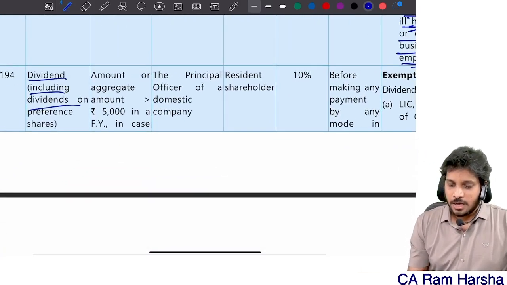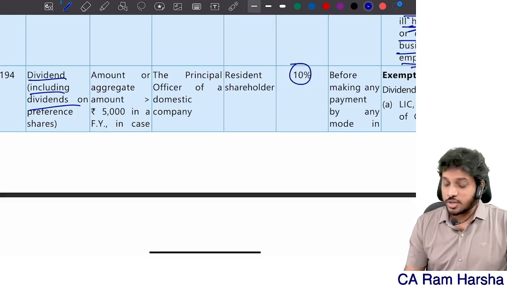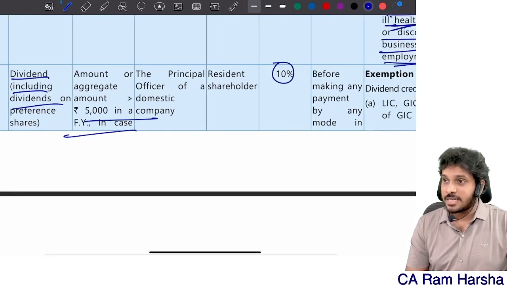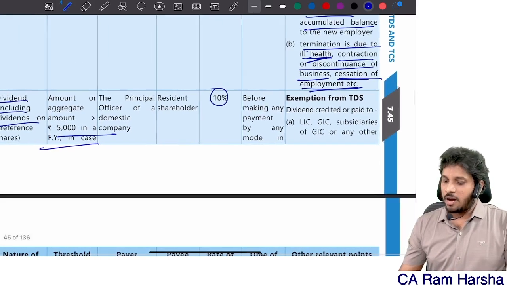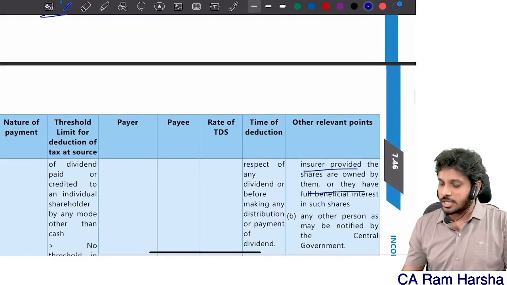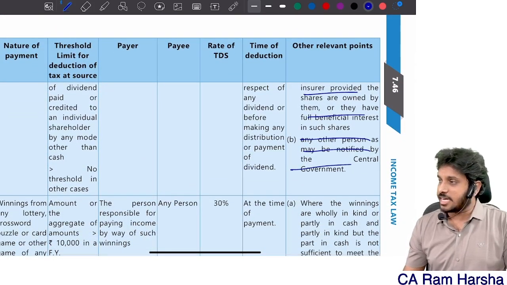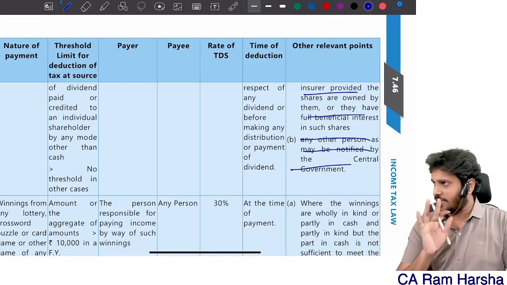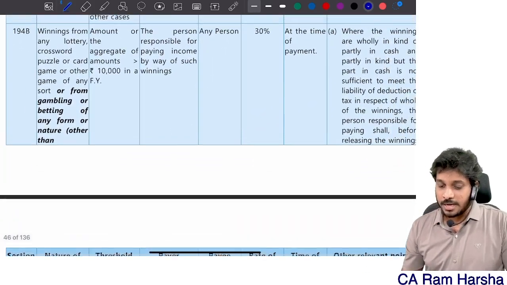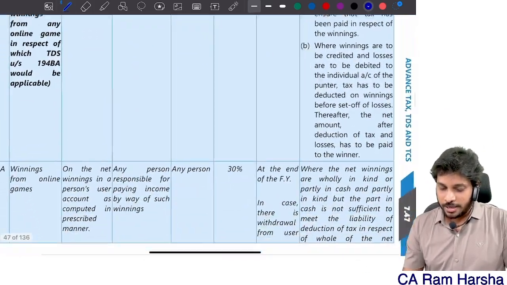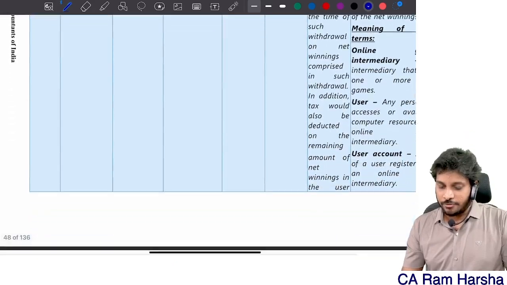Now, dividend. So what is the dividend threshold limit? 10% rate of TDS, and threshold limit is 5,000 per financial year. However, dividend paid to these institutions, government, LIC, GIC, or any other institutions notified, TDS is not applicable.